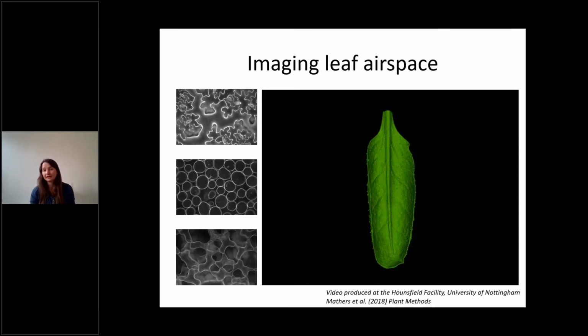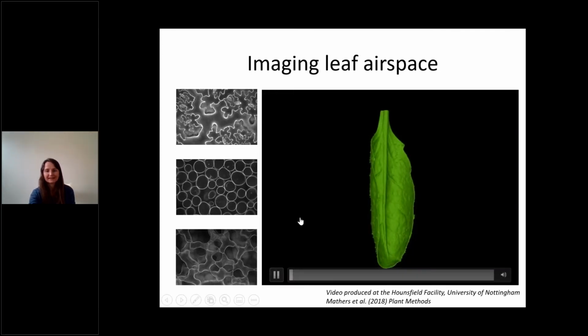So an alternative approach that the Fleming Lab, amongst others, have been using for a number of years is X-ray micro-CT. We were very lucky to have access to the Hounsfield facility at the University of Nottingham. We worked in collaboration with them to develop a method for reliably imaging leaf tissue by the micro-CT method. So I'm just going to play this little video while I explain it.